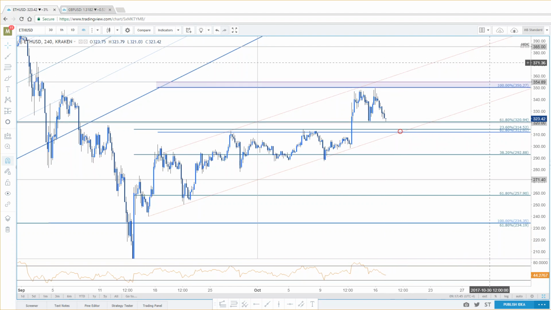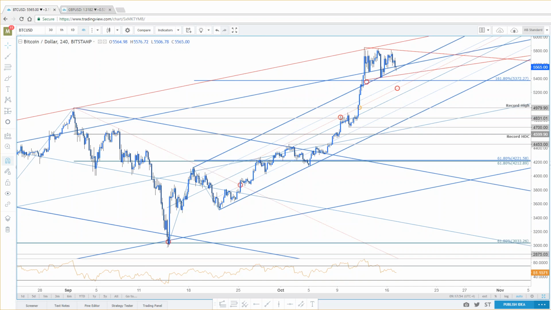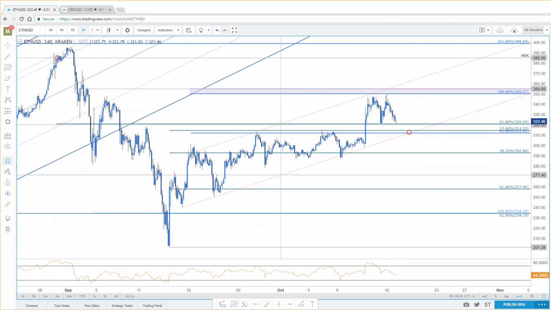And then the high day close, the record high day close is 385. Remember, Bitcoin has already surged and ripped through its record high day close. Okay? This thing has even yet to try to make that move. So I do still think there's some catch-up play here for Ethereum down the road. Any questions on this setup?